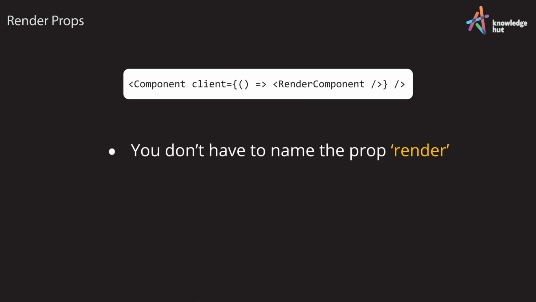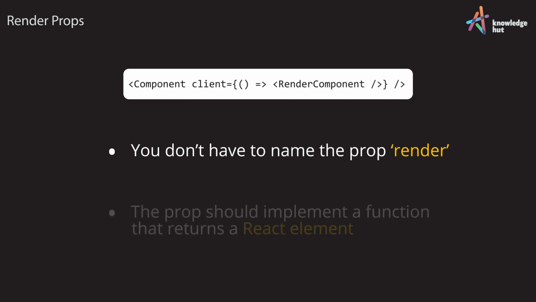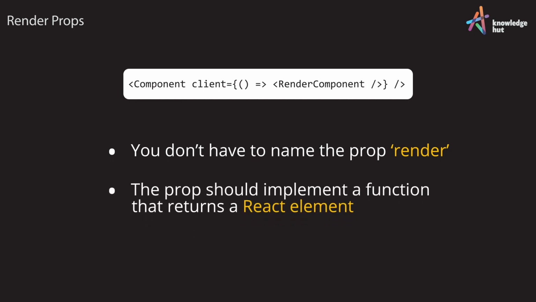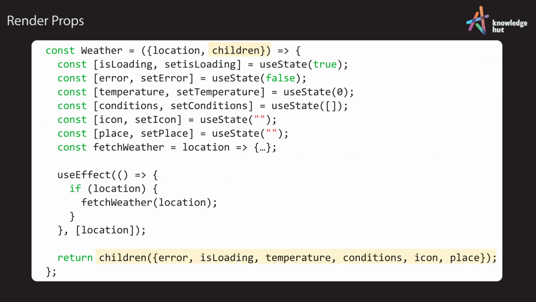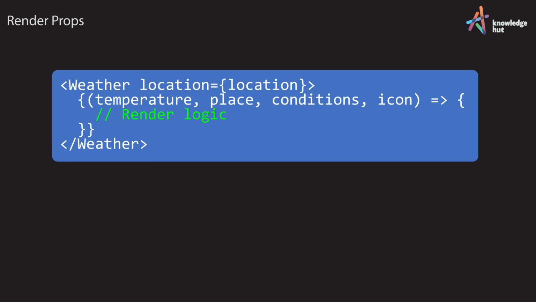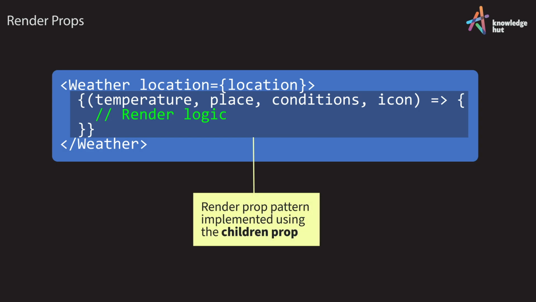It should also be noted that the name of the prop doesn't need to be render. It could be anything that you wish, as long as it implements a function that returns a React component or an element. Another way of implementing render props is to use the children prop, which provides React components with access to components that are enclosed within a pair of opening and closing component instances. So as an example, instead of a prop named render, if we use children as the prop, we can use our weather component as shown here. The function is passed to the weather component as a child object using the children prop, which is a reserved prop in React.